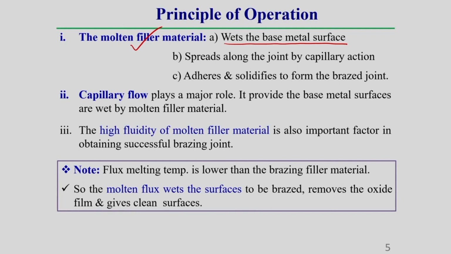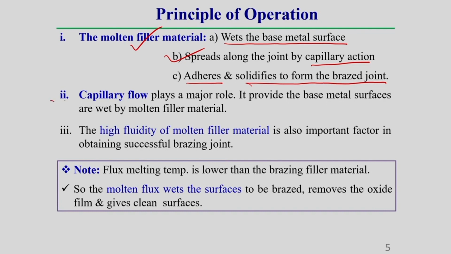Now, the second one is that it should spread along the joint by capillary action. This filler material should spread along the joint by which action? Capillary action, which I have already told you. And the third point is that it should adhere and solidify to form the braze joint. So the filler material should have these properties for the principle of the brazing process.